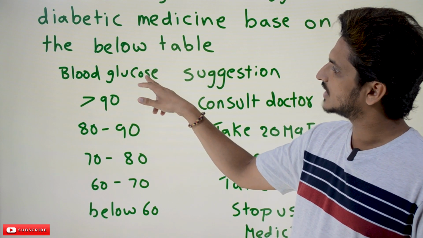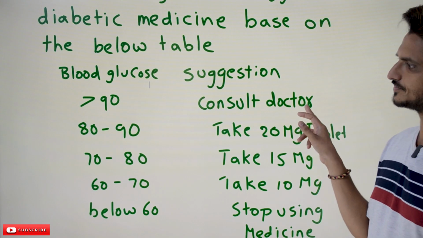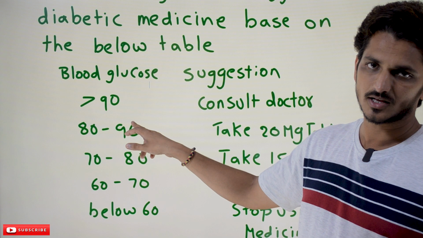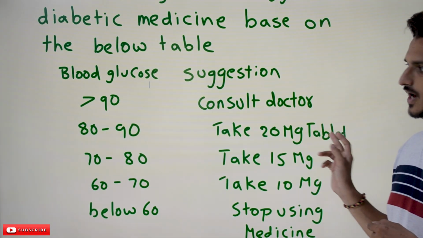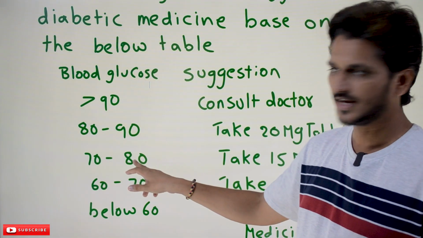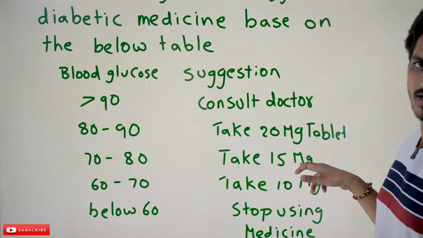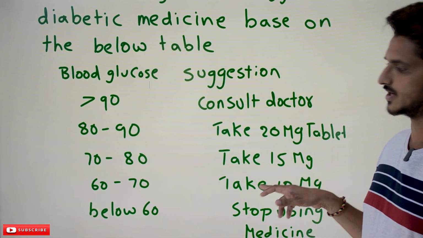If blood glucose level is greater than 90, you have to consult a doctor. If it is greater than 80 and less than or equal to 90, you have to take a 20 mg tablet. Otherwise, if it is greater than 70 and less than or equal to 80, you have to take a 15 mg tablet. That is the suggestion your system has to provide for the user.